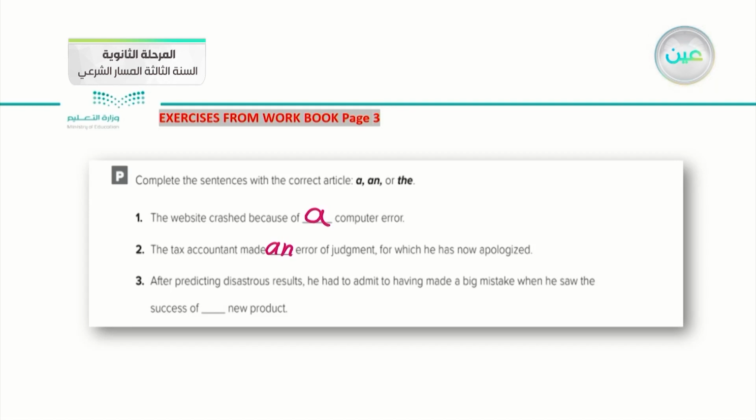Number 3. After predicting disastrous results, he had admitted to having made a big mistake when he saw the success of space new product. So they were talking about that before. Which suitable article goes with the new product? It is the, because we already mentioned it previously, at the first part of our sentence.